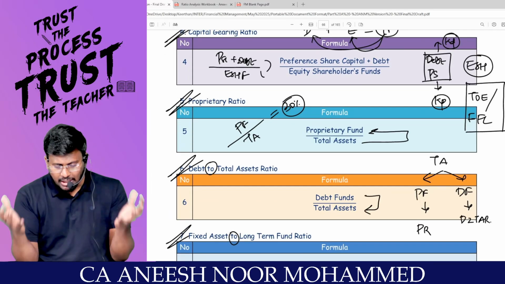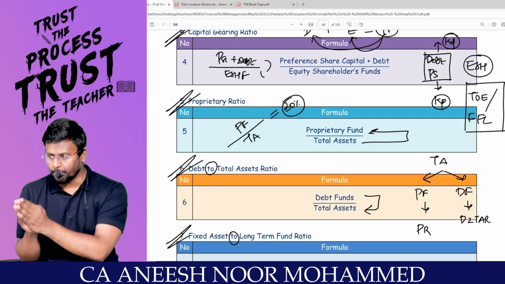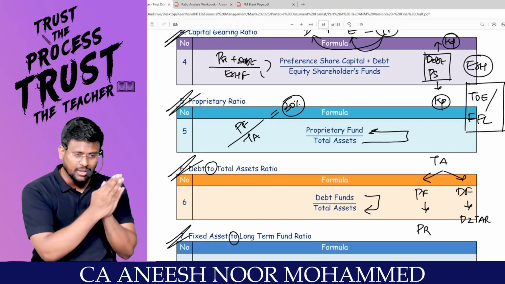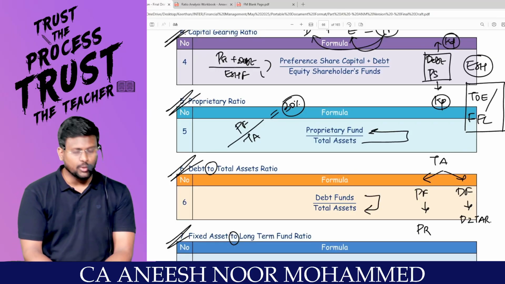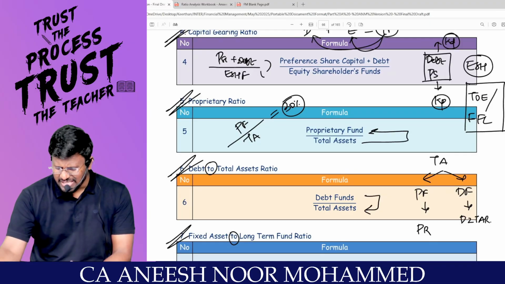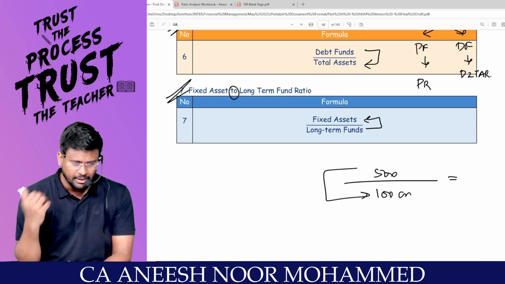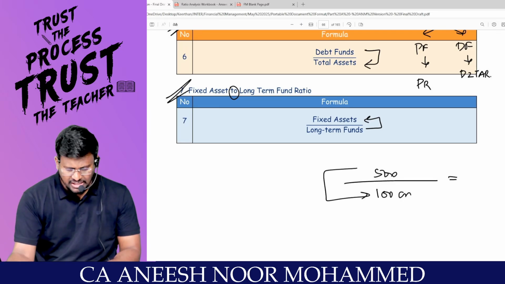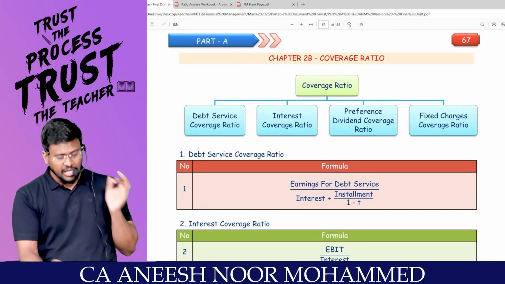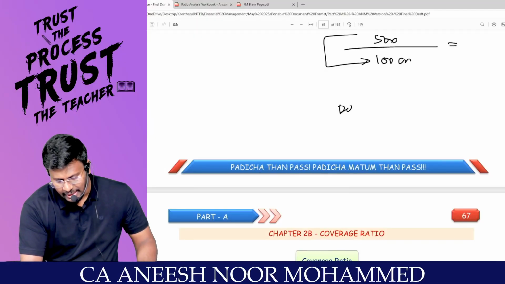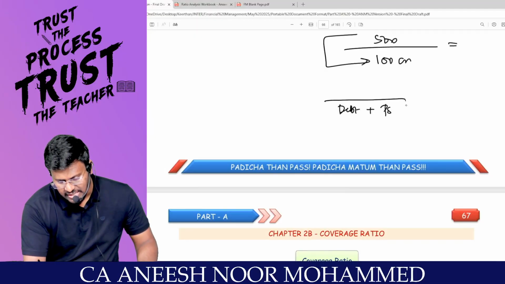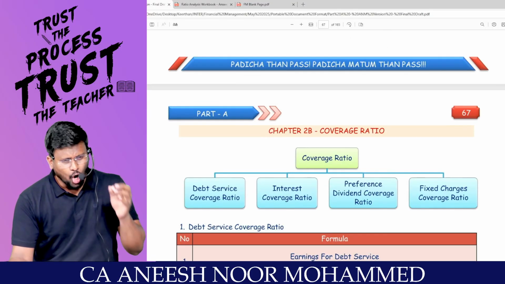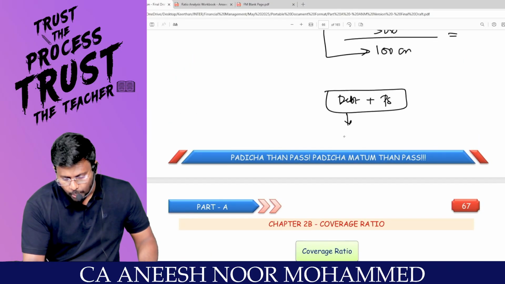Out of my total asset, sir, how much fund belongs to the proprietor is what the proprietary ratio. Out of the total asset, how much fund belongs to the debt holders is what the debt to total asset ratio. Sir, always I will be buying fixed asset by taking loan. So what is the relationship between fixed asset to long-term fund? Fixed asset to long-term fund ratio. That's it. Sir, if you inject debt and preference shares into the capital structure, my dear lovable students, surely, sir, I am liable to pay interest.